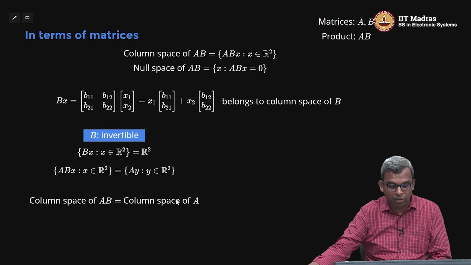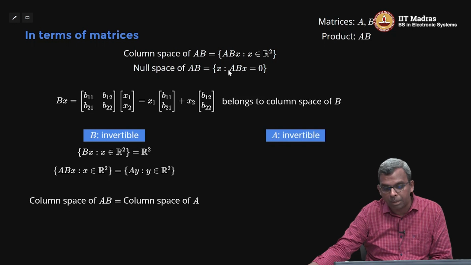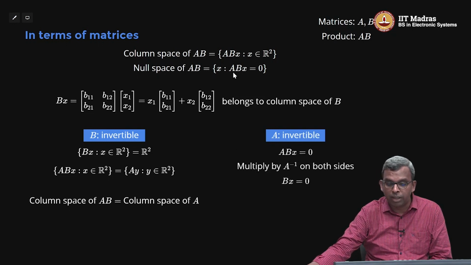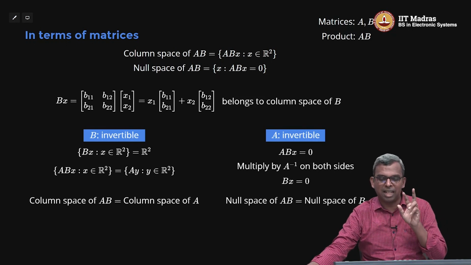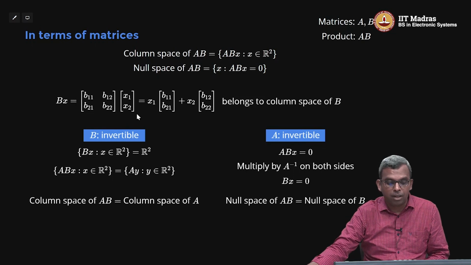Okay, so once you have the column space of A, the rank of AB becomes the rank of A, right? And then you can find the nullity of AB, which will also be equal to the nullity of A. On the other hand, if A is invertible, ABx is 0. We can look at the null space. Null space is easier when A is invertible. You can multiply by A inverse on both sides. So you get Bx is 0. Whenever ABx is 0, you get Bx is 0. Of course, whenever Bx is 0, ABx is also 0. So this is if and only if. This goes both ways. So once it goes both ways, you know that the null space of AB equals the null space of B.